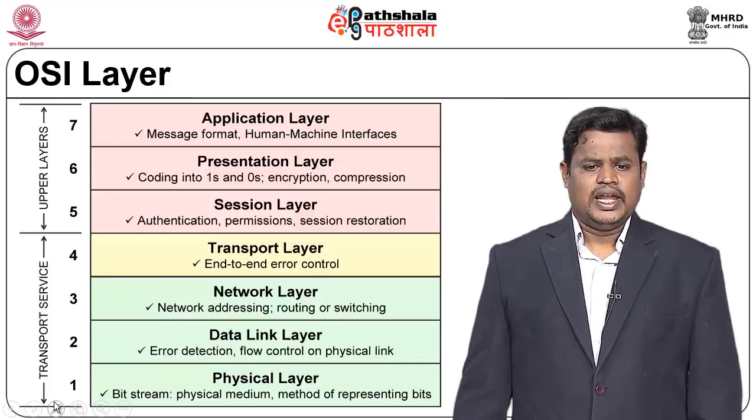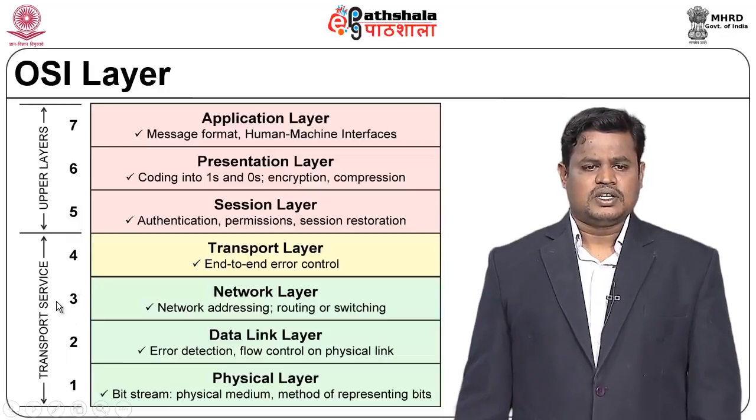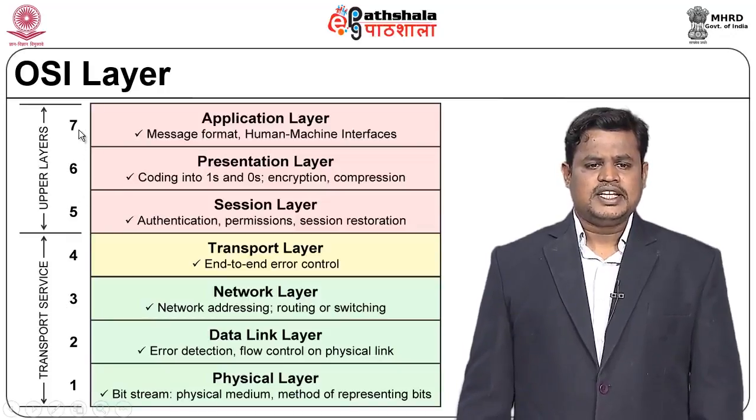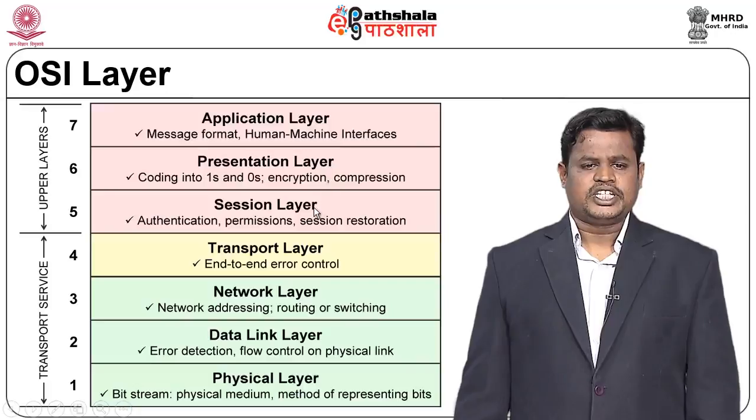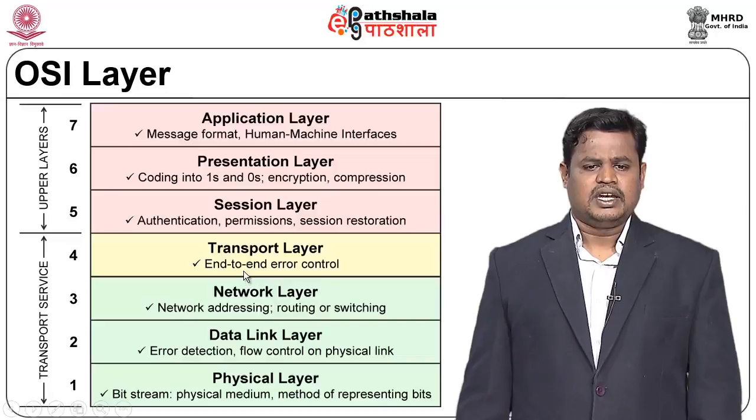When you look at the layers, layers 1, 2, 3, 4 from the bottom are the transport services, and 5, 6, 7 come under the upper layer services. In the TCP/IP model, the 7th, 6th and 5th layers put together are called the application layer. As highlighted here, we have some green, yellow and pink colors.